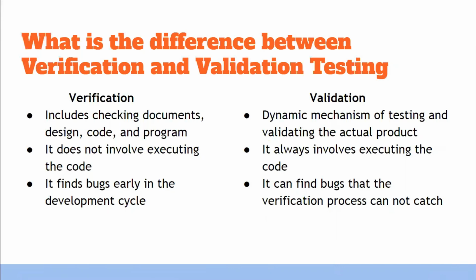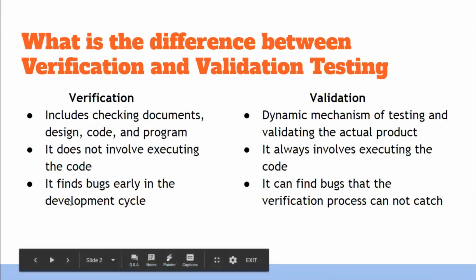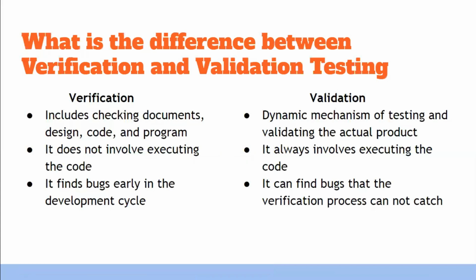Verification is a static process, and validation is a dynamic process. In validation you will be testing everything by executing the code, and in verification you will not execute the code. You will just walk through, or you will just review the code or the content and everything. Verification finds bugs in the early stage of software development, whereas in validation, the bugs are discovered in later stages.